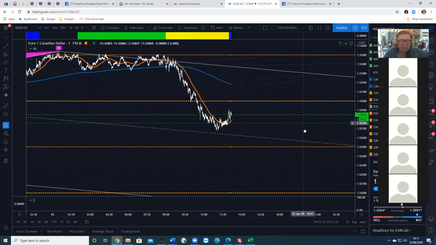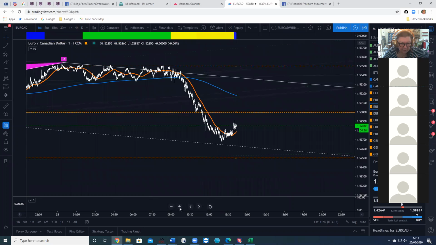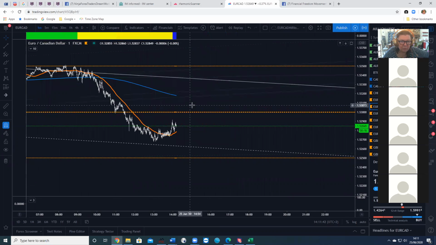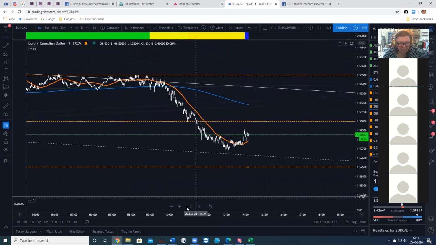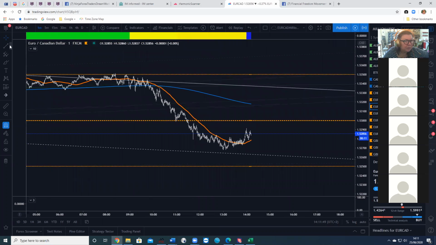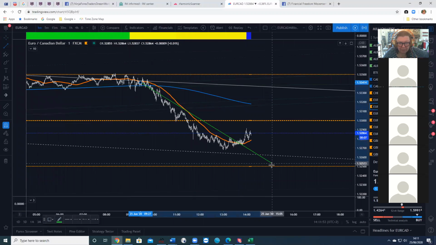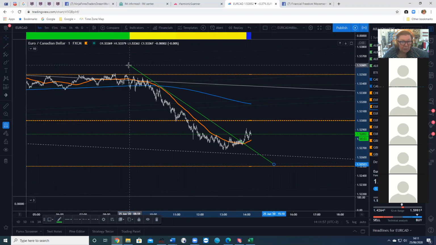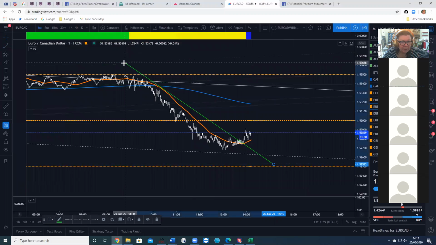So we'd look at the trend line. We'd look at what it's going to do at quarter theory. So let's put a trend line on. Whoops, that's not right. And we'd be looking for a break of the trend line.